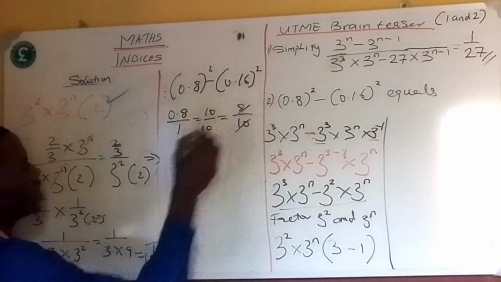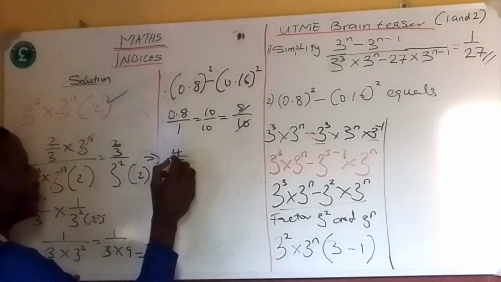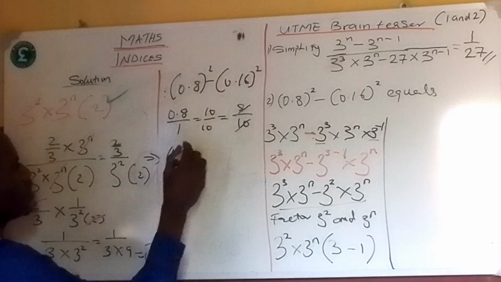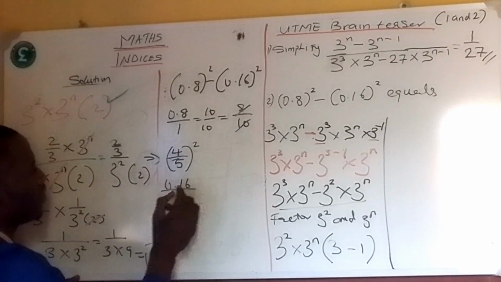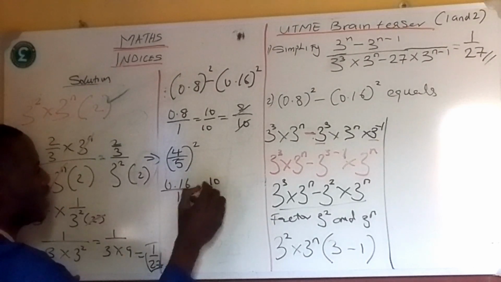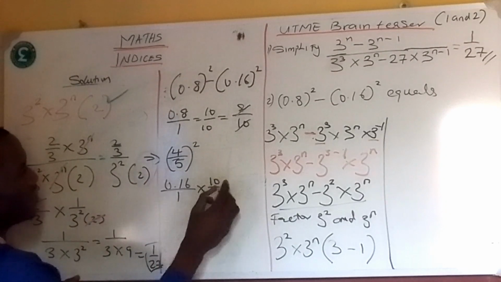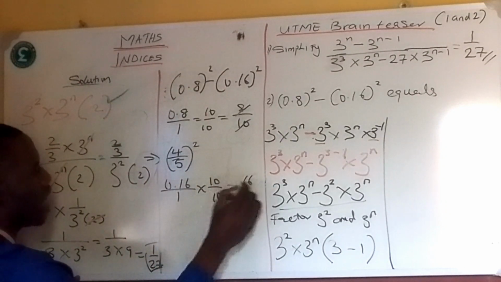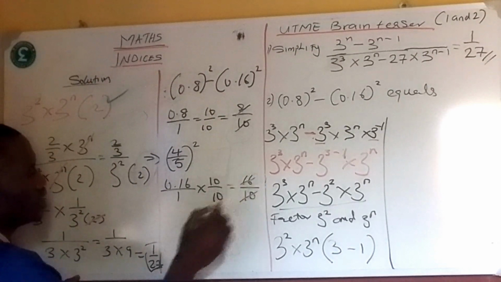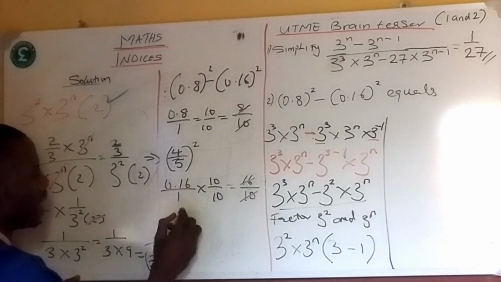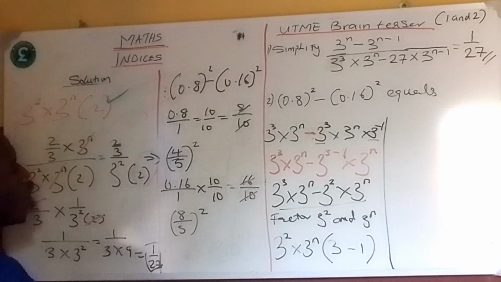So if I reduce this fraction by 2, what I have is 4 over 5. Remember, everything is raised to the power of 2. I want to deal with the other one. 0.16 divided by 1, times 10 times 10. When I multiply this, it will become 16, and this will become 100. I can reduce this by 2, and reduce this by 2. It becomes 8 over 5. Remember, we're raising to the power of 2.